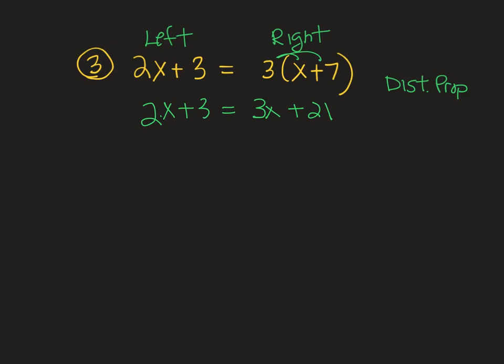Now I'm going to move my variables to one side. And so I see this positive 3x. I'm going to subtract 3x from both sides.